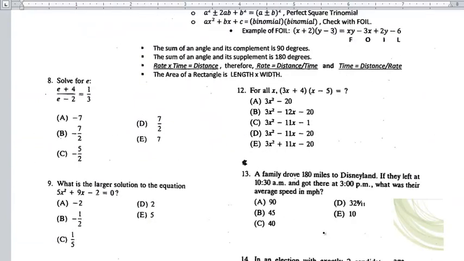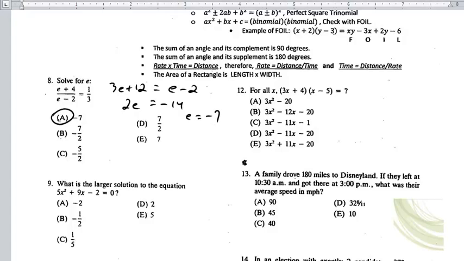Number 8, same idea. I'm going to cross multiply. I get 3e plus 12 is equal to e minus 2. Subtract e, I get 2e. Subtract 12, I get negative 14. So e is negative 7. So it's A.